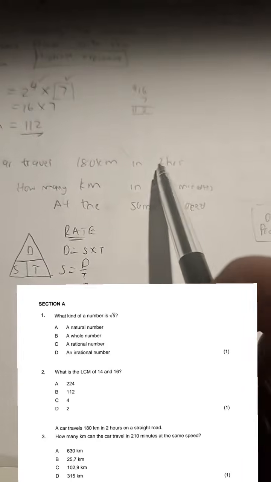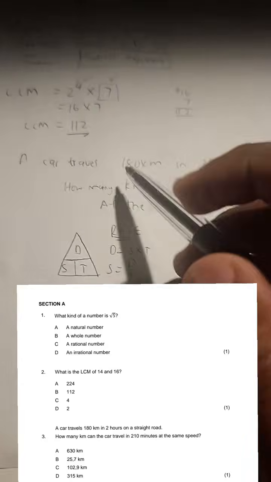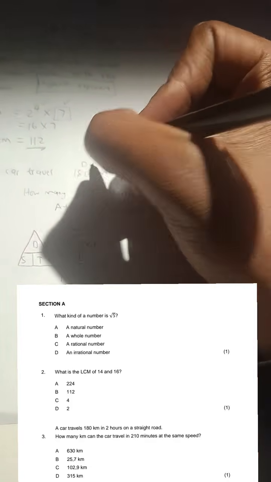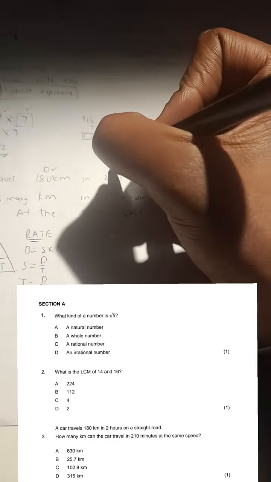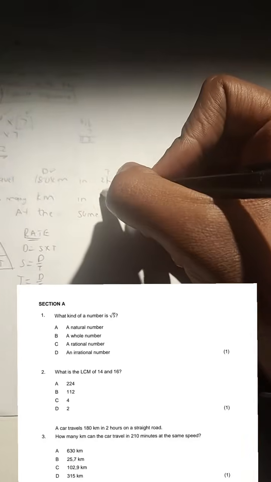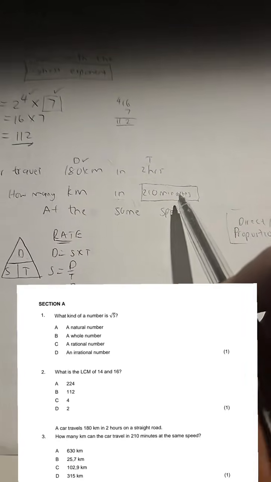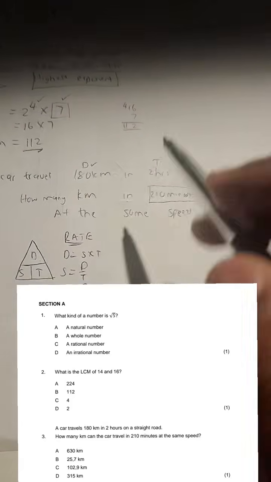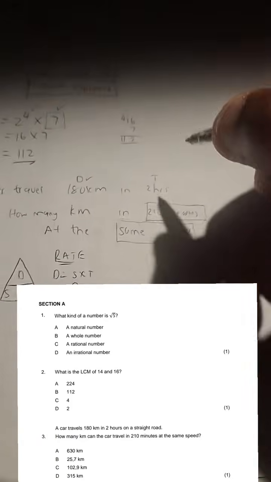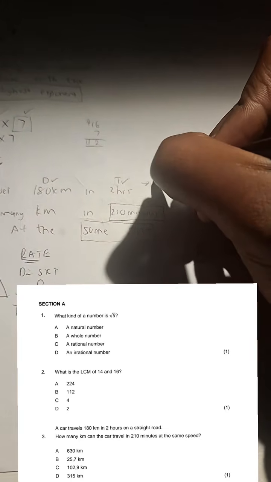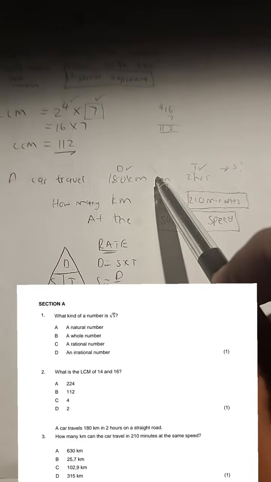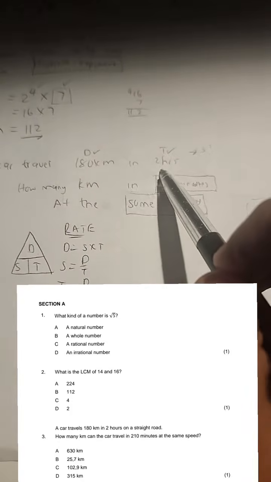So a car travels 180 kilometers in how long? In 2 hours. What is this? Car travels 180 kilometers. This is distance. In 2 hours, this is time. How many kilometers does the car travel in 210 minutes at the same speed? So what do we want to first do? We want to first calculate the speed that this car is traveling initially. So a car travels 180 kilometers in 2 hours.